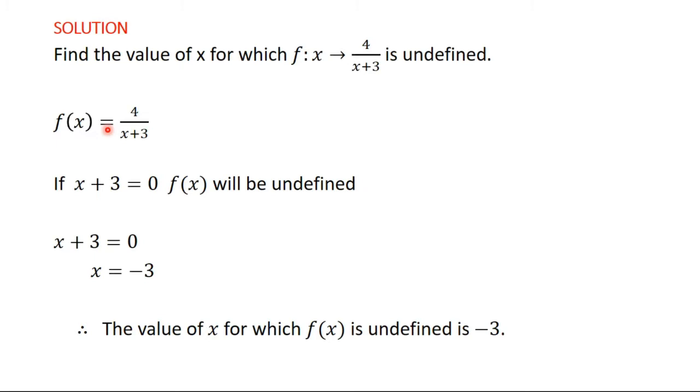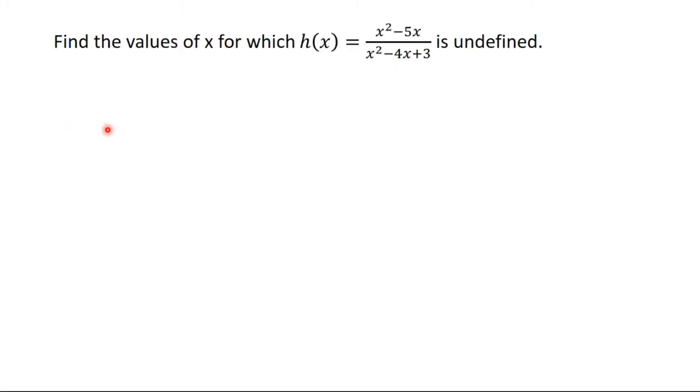Let's look at the next example. Find the value of x for which h of x is equal to x squared minus 5x all over x squared minus 4x plus 3 is undefined. Once again, to make a function undefined, the denominator must be equated to 0. Don't worry yourself with what is on the numerator. Immediately the denominator becomes 0, anything on the numerator doesn't matter. The whole function will be undefined.